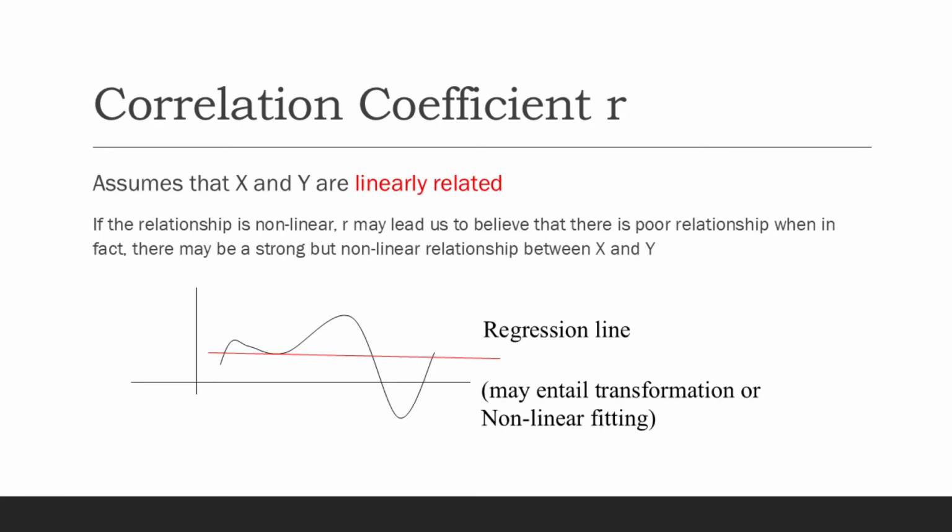Now, the correlation coefficient R, we have to remember, just talks about linear relationships. If the relationship is nonlinear, R may lead us to believe that there is a poor relationship when R is low, when in fact there might be a strong but nonlinear relationship between x and y as illustrated below.